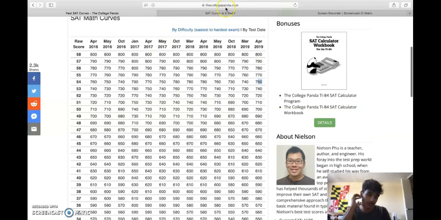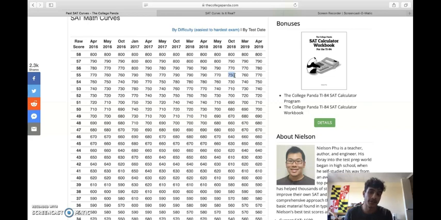And I'll link these articles in the description below if you want to check them out and try to predict on your own what you think the curve for October is going to be. Because in my opinion, I think the October curve will probably be just like the October curve of last year. Look at it. If you got 3 wrong, you got 750. So that's not going to make you happy.